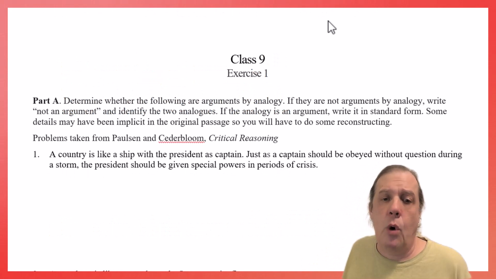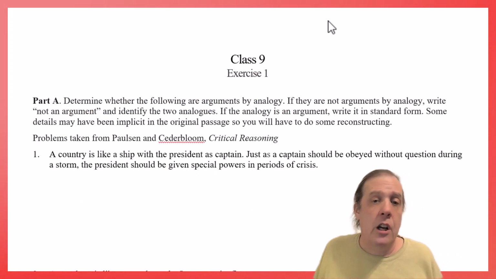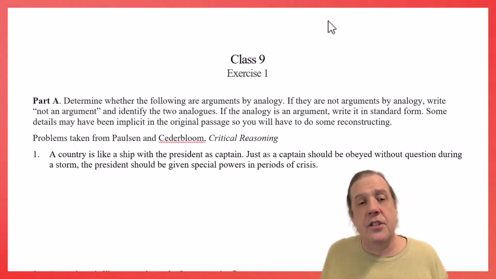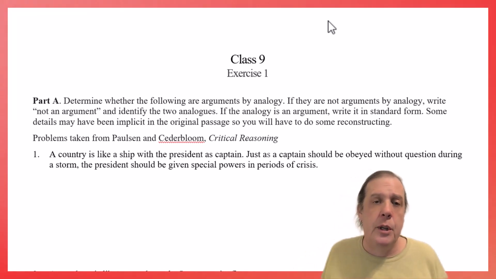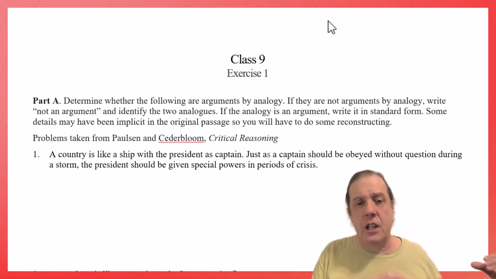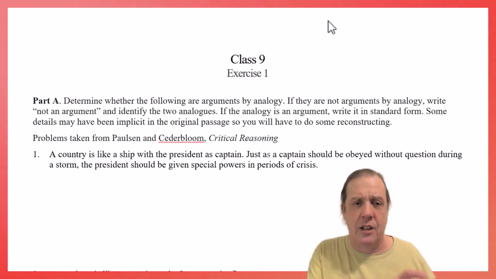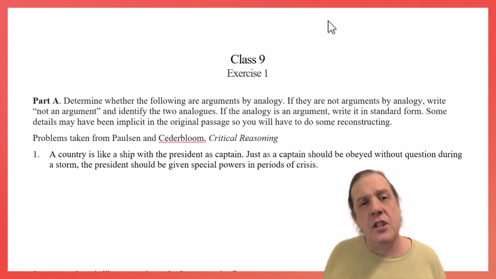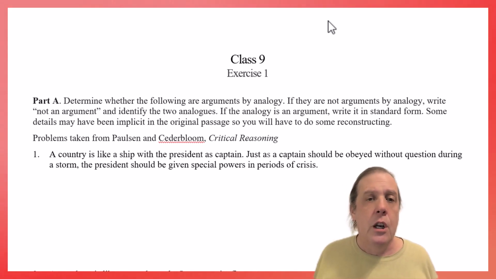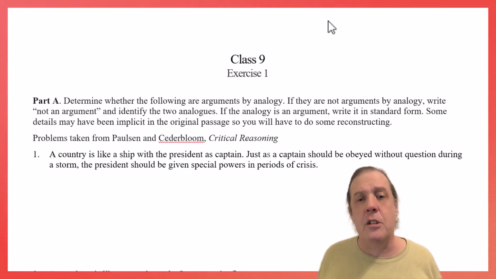So here we go. Question 1. A country is like a ship with the president as its captain. Just as a captain should be obeyed without question during a storm, the president should be given special powers in periods of crisis. Notice the first sentence gives us our comparison. The second sentence actually looks like it's pressing a conclusion on us. It wants us to think that because the first half of the sentence is true, the second half is also true. So this looks like an argument by analogy, not just an analogy used to illustrate.